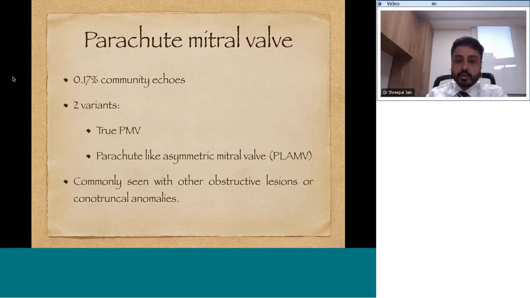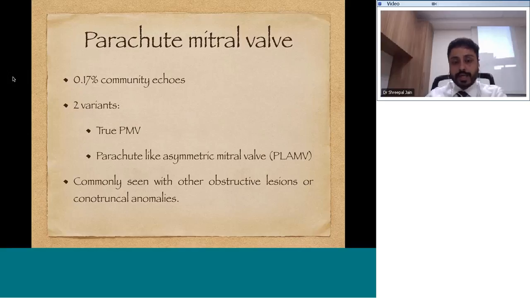Last but not the least, the parachute mitral valve, which is seen in about 0.17% of community echo studies. Here again, there are two variants of parachute mitral valve which are described. So you have the true parachute mitral valve, wherein there is a single papillary muscle usually situated in the center, and all your chordae tendineae are connected to this single papillary muscle, as a result producing severe reduction in the interchordal spaces and eventually mitral stenosis.